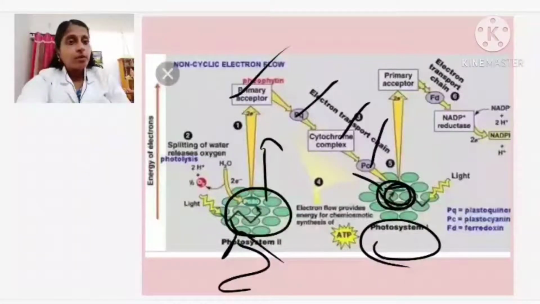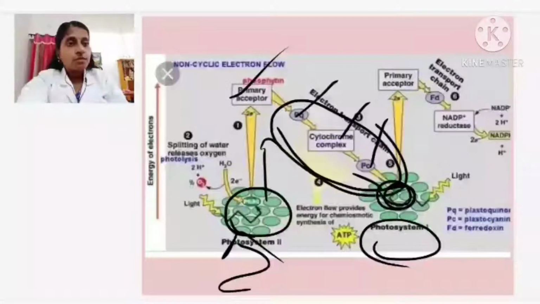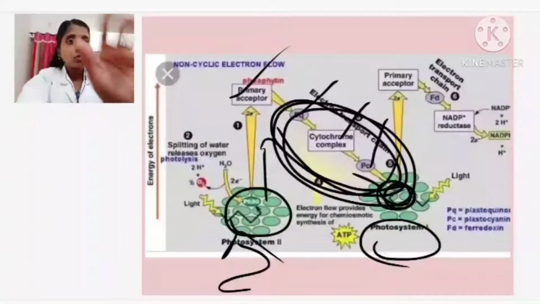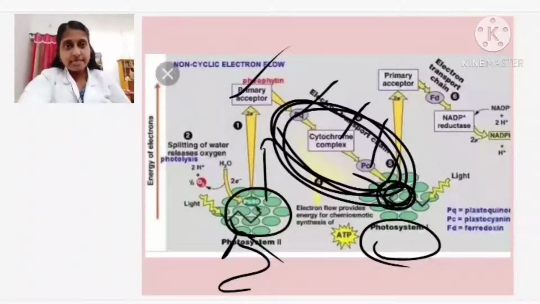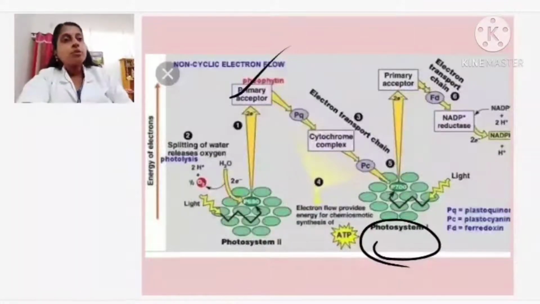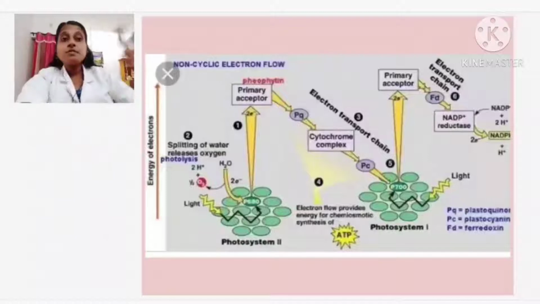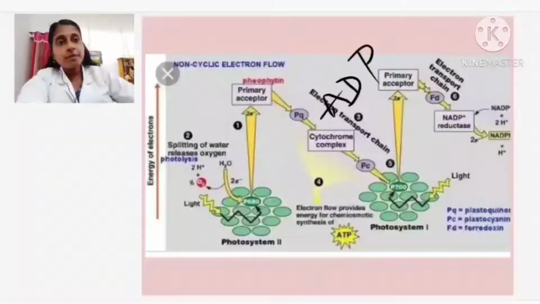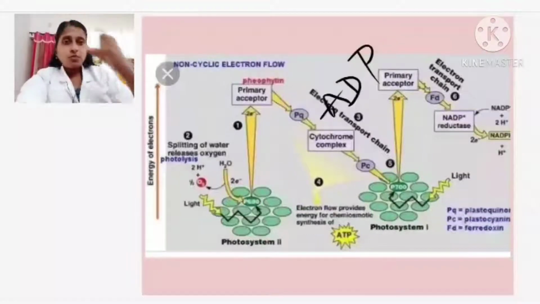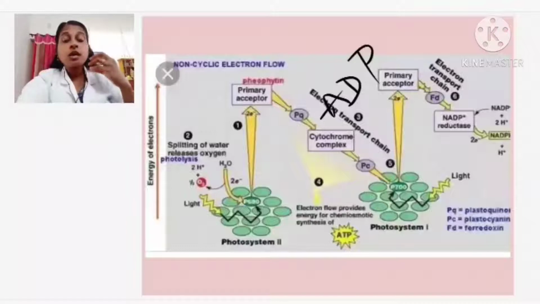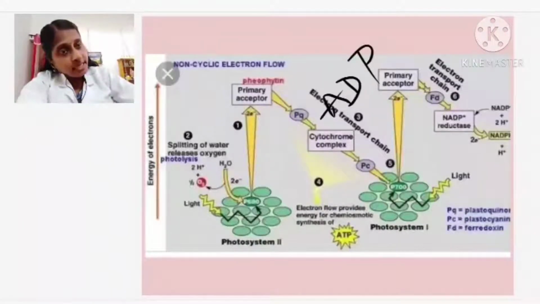When these electrons are passing through this place, what is happening here? The electrons are passing through these electron acceptor molecules. Here you can find one substance is already present. It's not marked, ADP. What is present? ADP. When this process is taking place, energy transfer, electron transfer is taking place, energy is released. What is released? Energy. This energy which is released is being used by ADP.